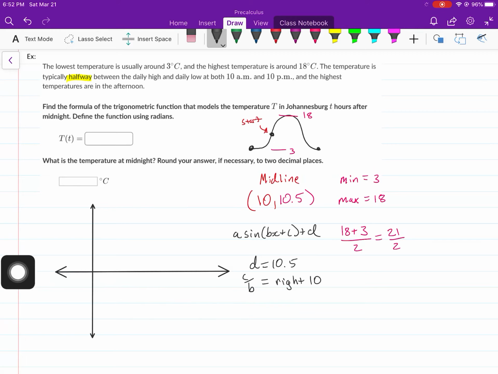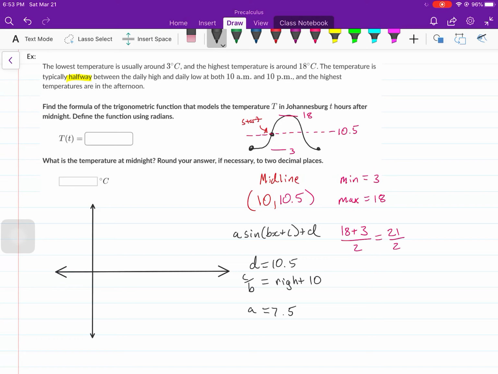And then our amplitude, let's go ahead and come up with our amplitude. Our amplitude is the distance from the maximum to the midline. So if you want to picture that, the distance from our maximum to the midline, and our midline is at 10.5. So that would be 7.5. 18 minus the 10.5 would give us that distance there, which is going to be 7.5. Don't really like that 7.5.